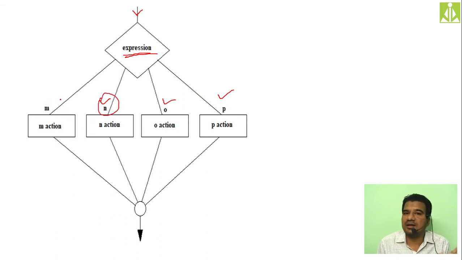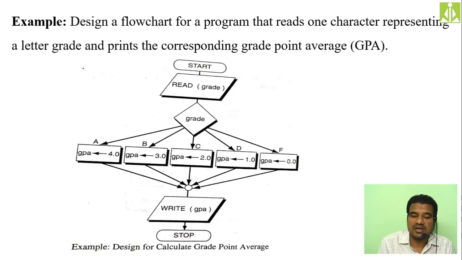Likewise, in every other case, what is happening? Only the selected action will be performed and the rest of all the actions will be skipped. Hopefully you understood. This is the concept of multi-way selection, and over here we'll not put the condition, we'll put the expression. So there is an example.